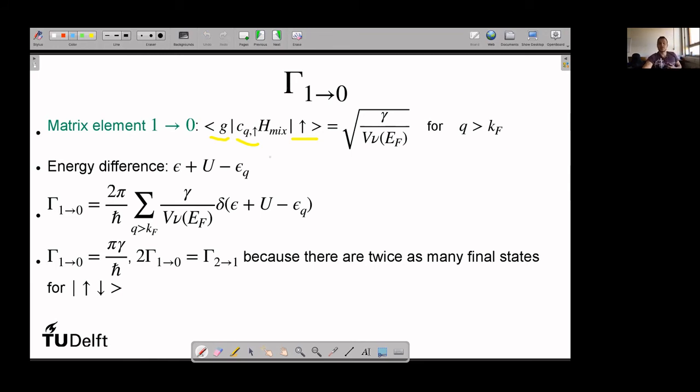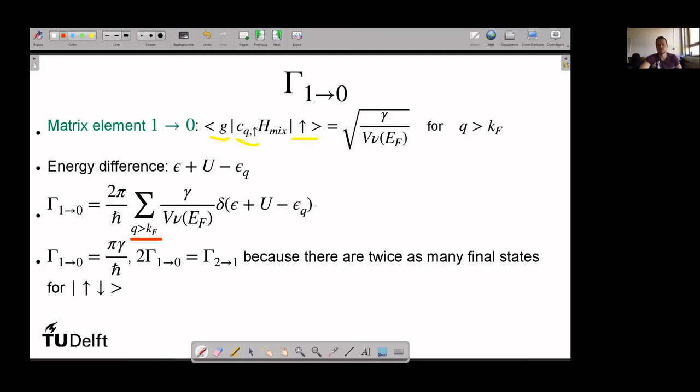Our next step is to evaluate the energy difference as previously. The energy difference is just 1 electron at the impurity, epsilon plus U, minus 1 electron that has a momentum q at the metal. And we have the same sum. To evaluate the transition rate, we need to sum over all momenta that are bigger than kF, and we have the same structure as previously, only the energy differences are different than before. We also perform the same integral here.